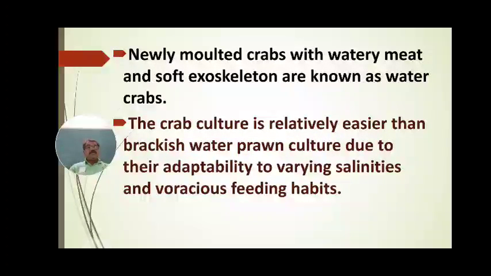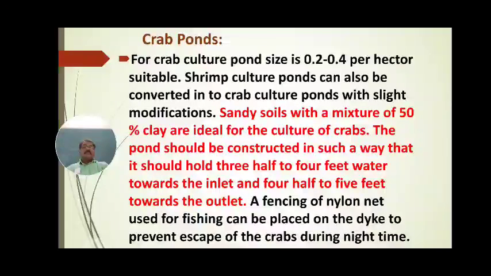Crab culture is relatively easier than brackish water prawn culture. Crab culture is relatively easy and requires less investment as compared to brackish water prawn culture due to their adaptability to varying salinities and omnivorous feeding habit. They acclimatize to different salinity ranges, and it is an omnivorous feeder that feeds on different feed materials. That's why this crab is important and most useful.